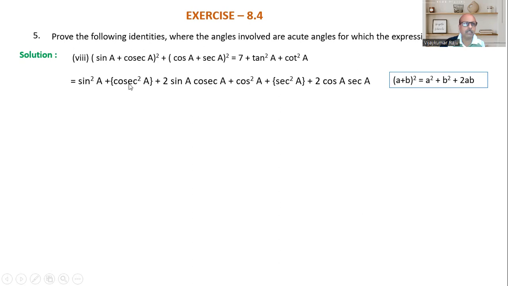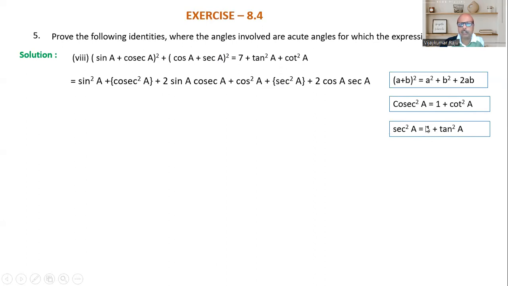Sine square plus cosec square plus 2 sine cosec, plus cos square plus sec square plus 2 cos sec. Okay. Now, cosec square A is 1 plus cot square A, so I'm going to represent this with 1 plus cot square A. And sec square A is equal to 1 plus tan square A, so sec square A I'm going to represent with 1 plus tan square.